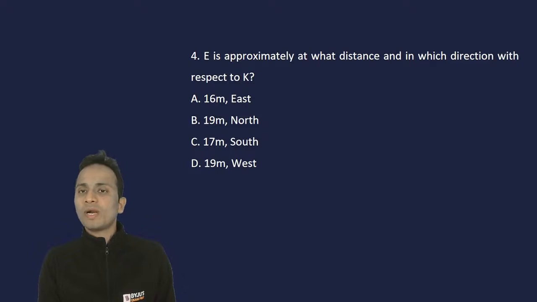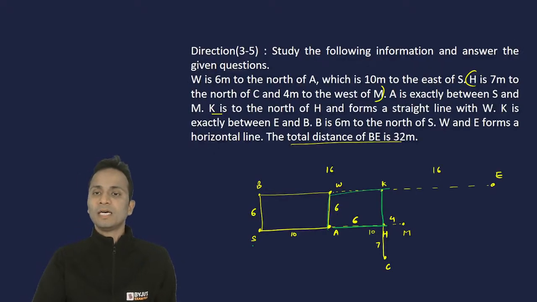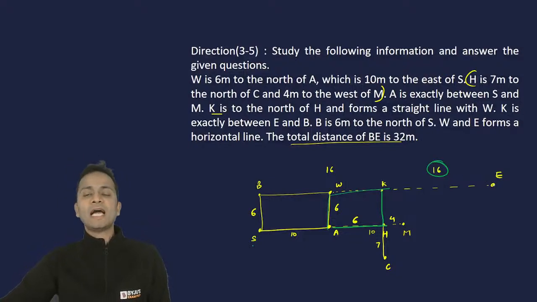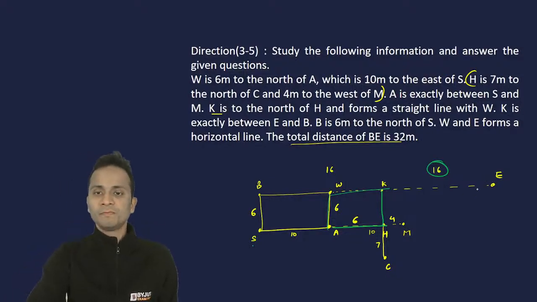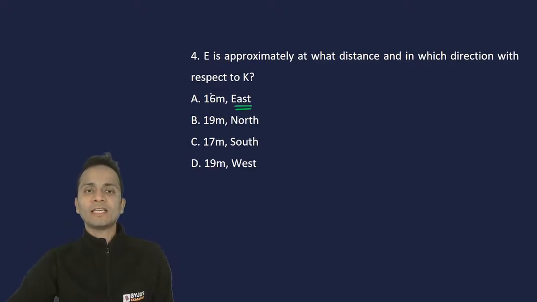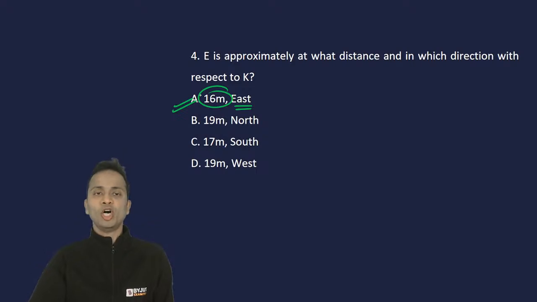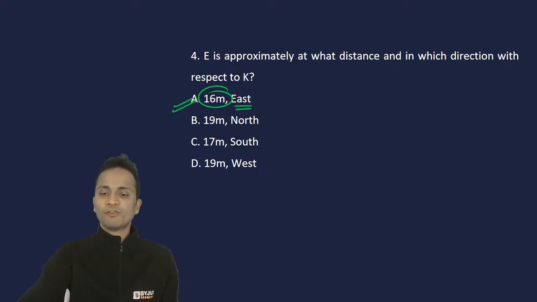E is approximately at what distance and in which direction with respect to K? Now this one is easy. If I go back to the figure, E and K are at a distance of 16, and E is to the east of K. So E is to the east of K at a distance of 16 meters. The correct answer should be option A, so option A is correct for question number 4.